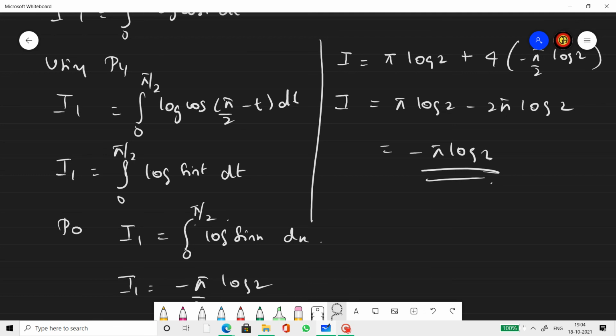So this log sine x dx from 0 to pi by 2 answer will be applied in many other sums. So it's very important to learn that and see the track of this question on various others.